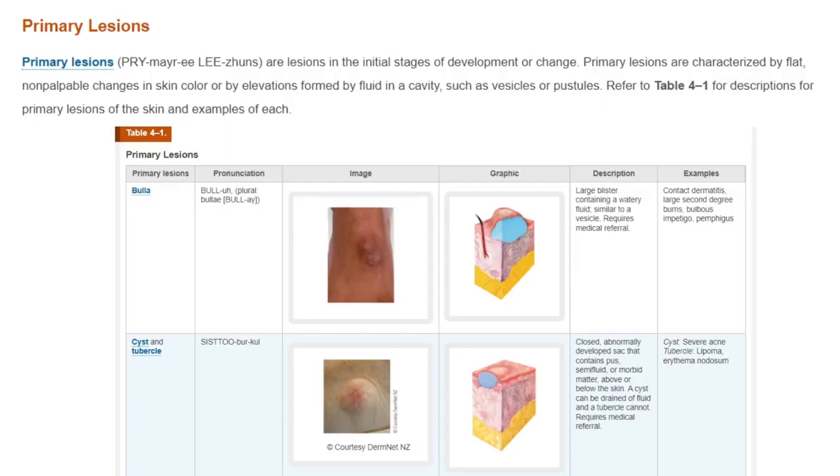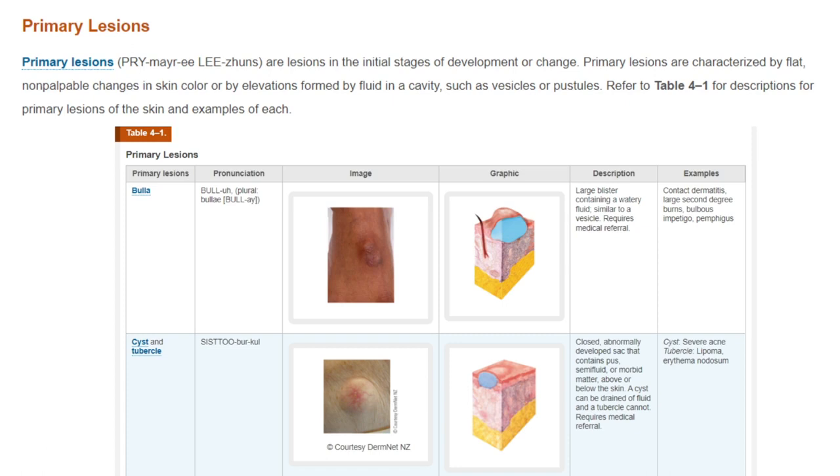Primary lesions. Primary lesions are lesions in the initial stages of development or change. Primary lesions are characterized by flat, non-palpable changes in skin color or by elevations formed by fluid in a cavity, such as vesicles or pustules. Refer to Table 4:1 for descriptions for primary lesions of the skin and examples of each.